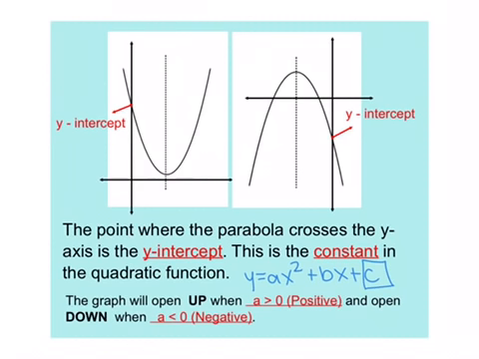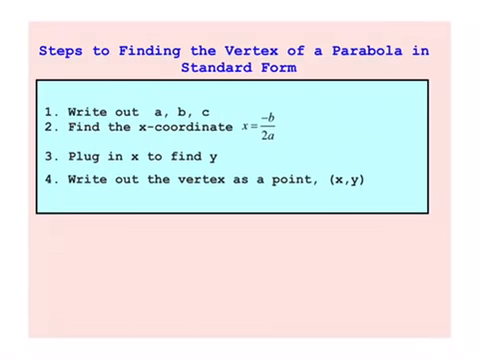It's just the constant. The other thing we can tell by this equation is whether the graph is going to open up or down. We can tell that by looking at the a value. If a is greater than 0, so if a is a positive number, it's going to open up. If a is a negative number, it's going to open down. So go ahead and make note of that to yourself. You really want to know if this opens up or down, and we want to be able to find the y-intercept. Next we're going to talk about how we find the axis of symmetry and the vertex.